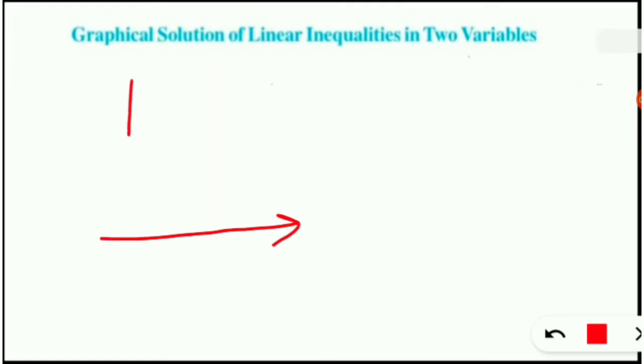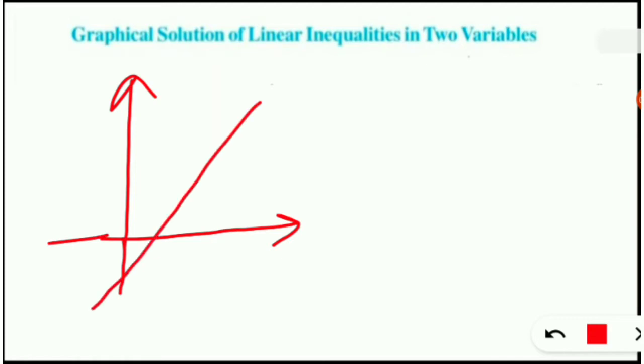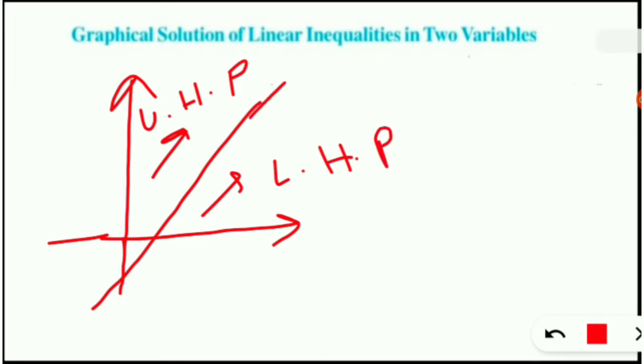Again, this is the x-axis and this is the y-axis. Suppose we take this line, then this is the upper half plane and this is the lower half plane for this line. Okay, clear?